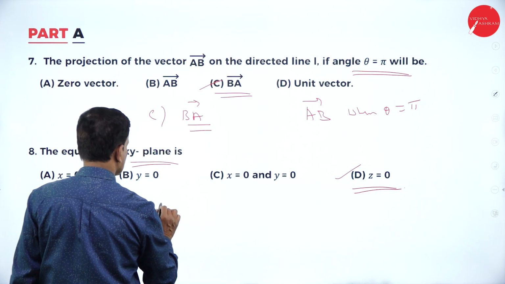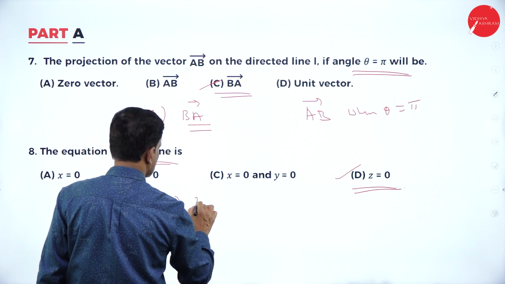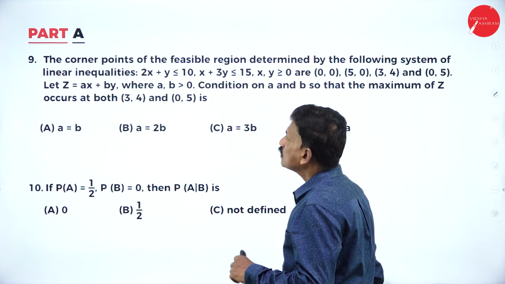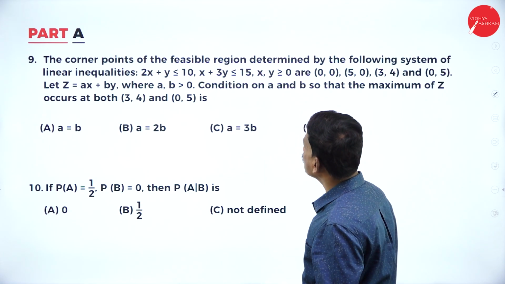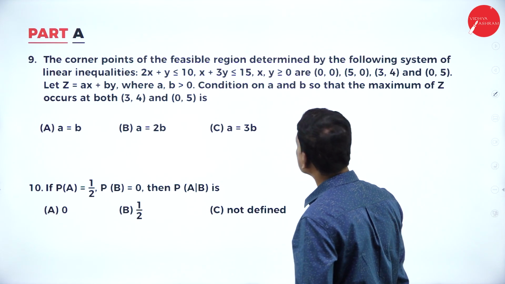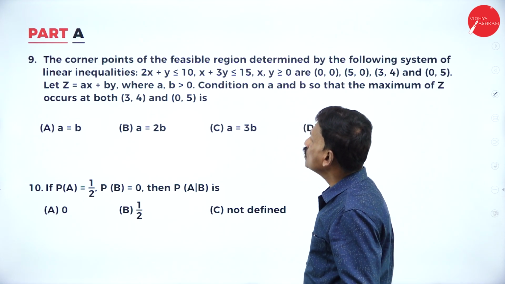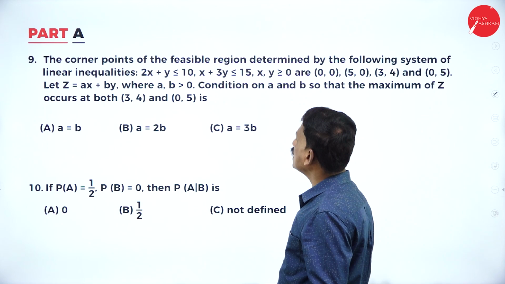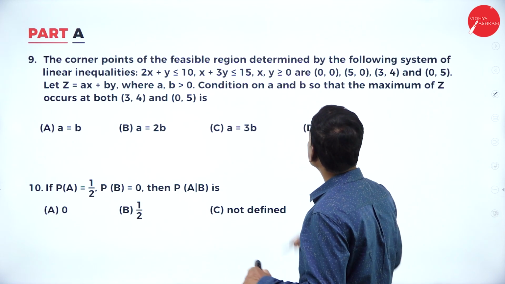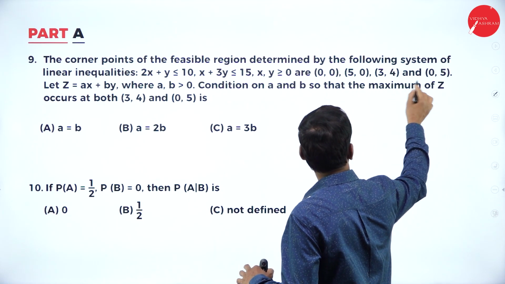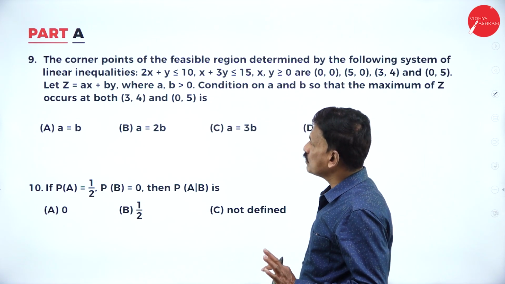The option for this is D, that is z is equal to 0. Okay. Now, what is the problem given? The corner points of the feasible region determined by the following system of linear inequalities: 2x plus y is less than or equal to 10, x plus 3y less than or equal to 15, x and y greater than or equal to 0, are (0, 0), (5, 0), (3, 4) and (0, 5). Let z is equal to ax plus by.